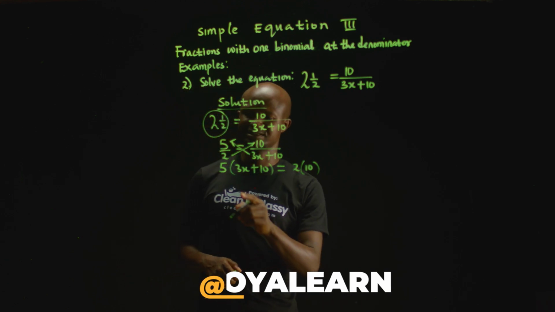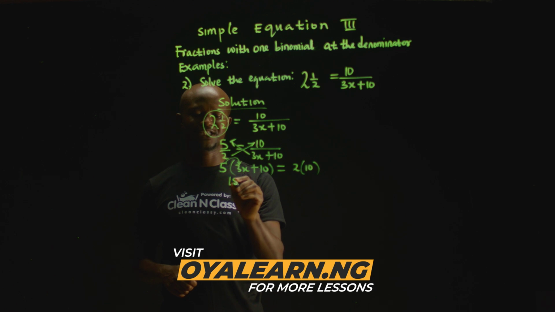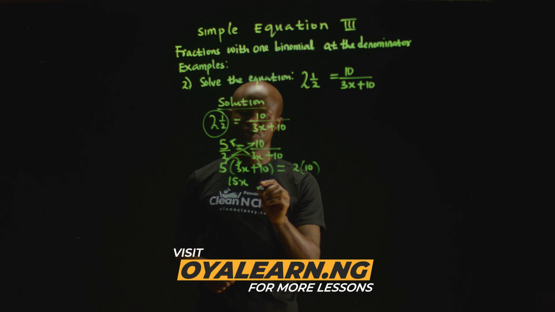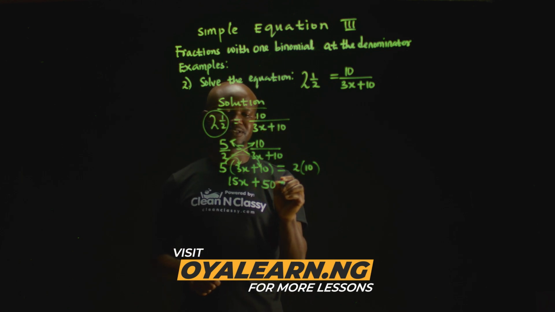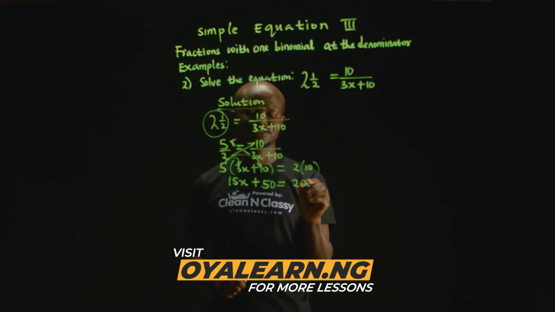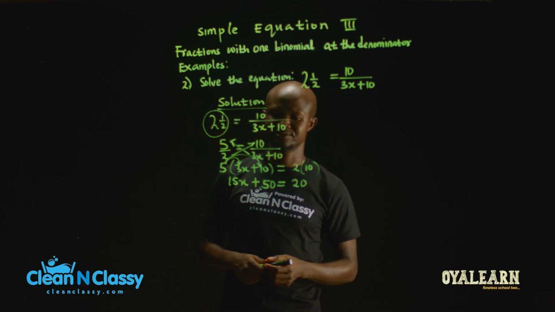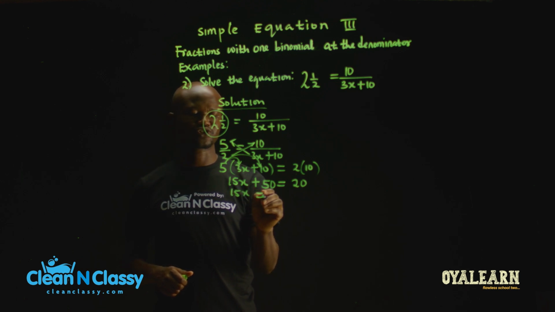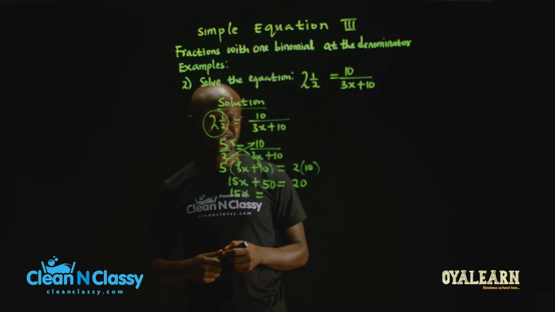Expanding the bracket, 5 times 3x. We have what? 15x. Then 5 times 10. What do we have? That is 50. And 2 times 10, that's 20. So the next thing is to collect the like terms. We have 15x equals to, so 50 and 20 are like terms.